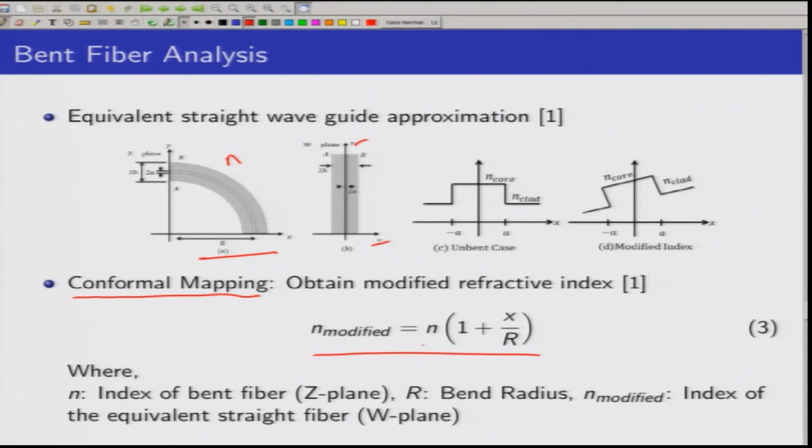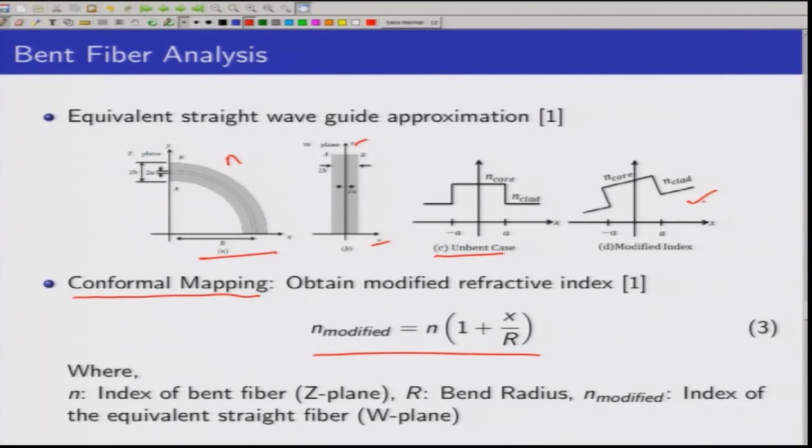N is the refractive index of the bent waveguide, that is in figure A, and r is the bend radius, x corresponds to the coordinate system in the z plane. Now, how does this refractive index look like? If we consider a normal step index fiber that we have seen in the earlier case as well, this is the refractive index profile that we see in an unbent case. When we apply a conformal mapping technique, we basically are adding a slope onto this refractive index profile.